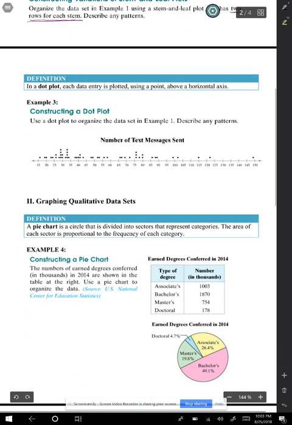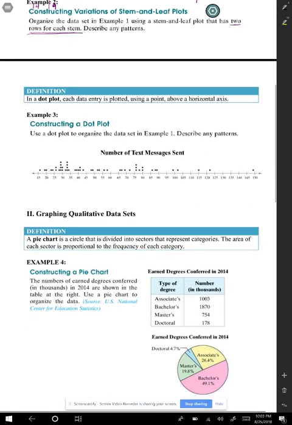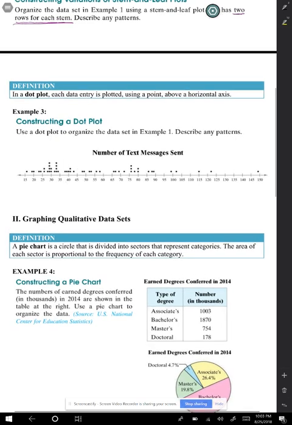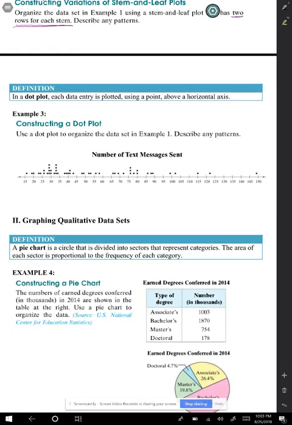Okay, the next one, and we're not going to construct this. I put the picture in here with it so we could just talk about it. This is called a dot plot, and all you're doing is you're going to have a number line, and the number line needs to have, in this case, we're doing text messages again, the smallest number of text messages, and then be able to go all the way up to the greatest.